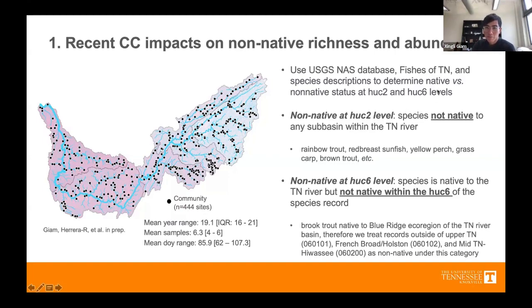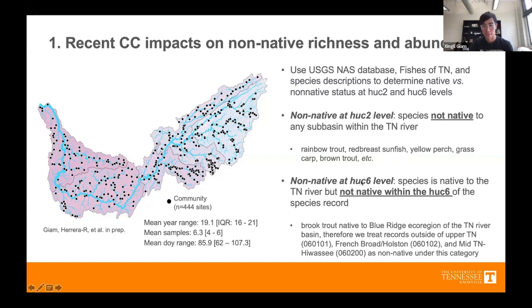Right, so we determine whether a fish record or fish observation within a community is non-native or not, and we define native or non-native based on 2 levels, HUC2 and HUC6 level, which means if a species is considered non-native at HUC2 level, it means that that species, no matter where it is, is just not native to any sub-basin within the Tennessee River. So fishes like rainbow trout, redbreast sunfish, yellow perch, grass carp, brown trout, etc. All these species are considered non-native because they are not native to anywhere within the Tennessee River Basin.